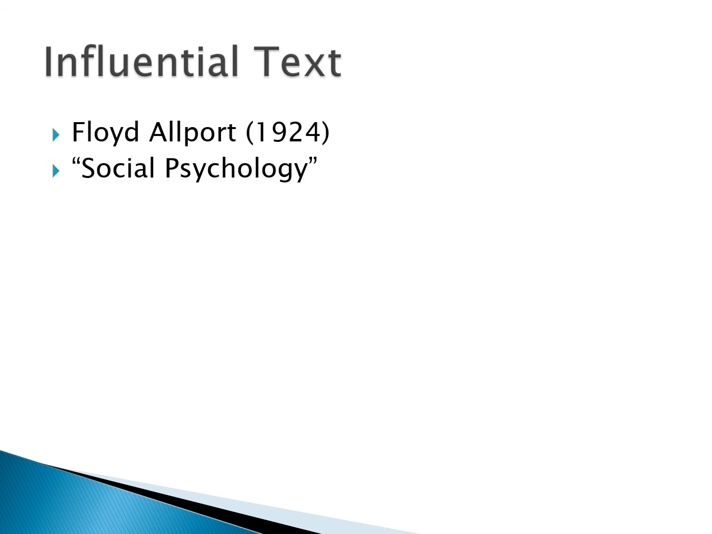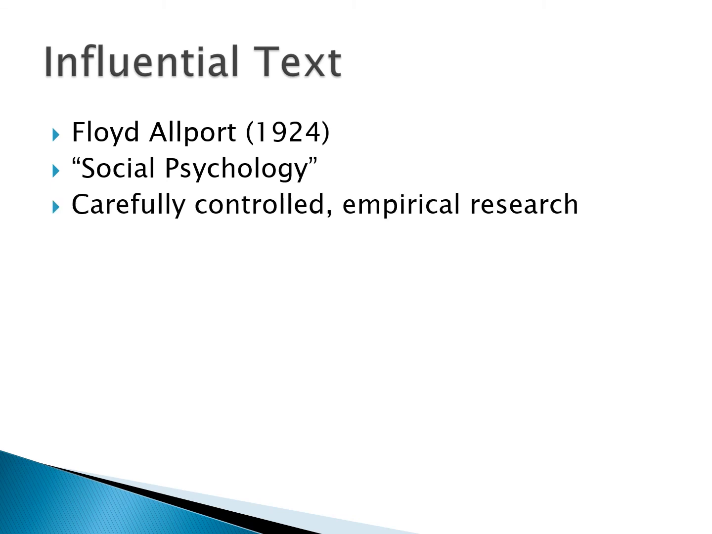The very first textbook ever published about social psychology was by Floyd Allport in 1924. This is when social psychology was defined as its own unique field of psychology. So this is when it started being identified as a unique area of psychology. And once again, this textbook is considered to be kind of like the first really good definition of what social psychology is. So right from the very beginning, carefully controlled empirical research was emphasized with a focus on the individual.